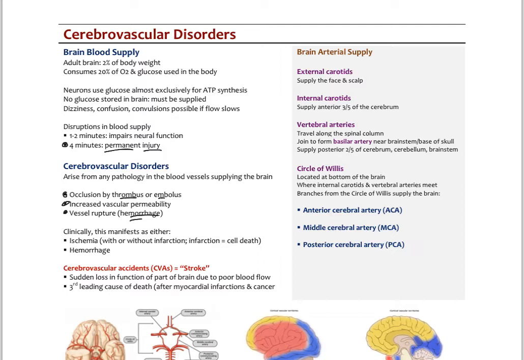Clinically, this is going to manifest either as ischemia, when you have a disruption of the blood supply. Ischemia is a disruption of oxygen. The cells don't die, but they're functioning suboptimally. Infarction is actual cell death, where we get necrosis of those cells.